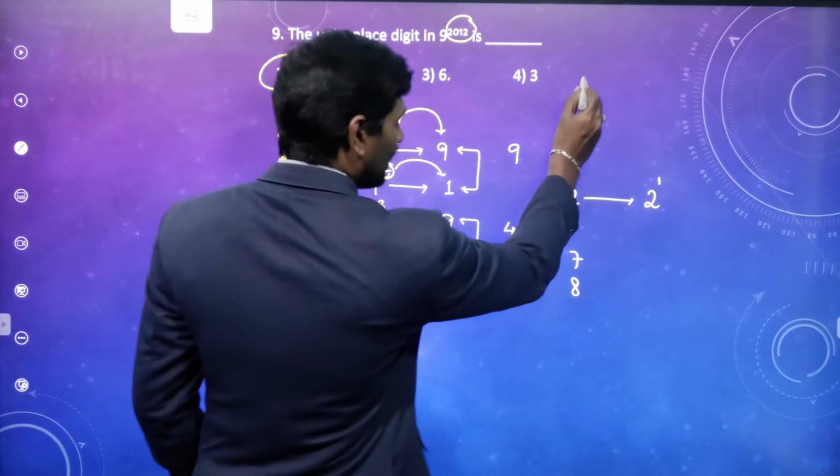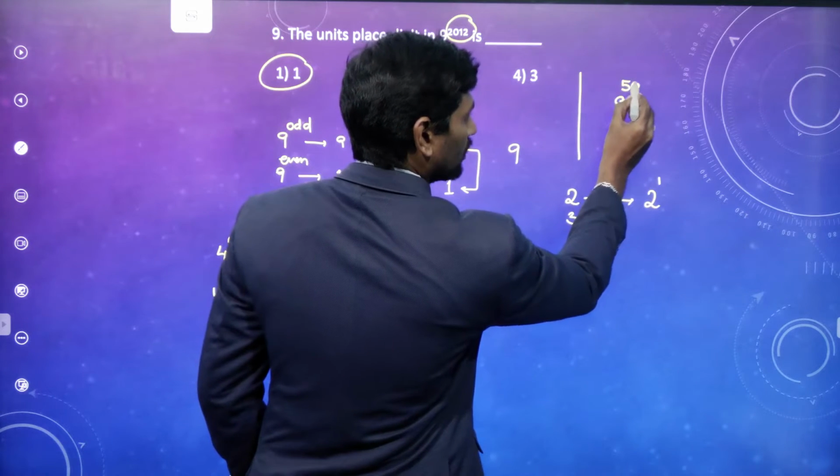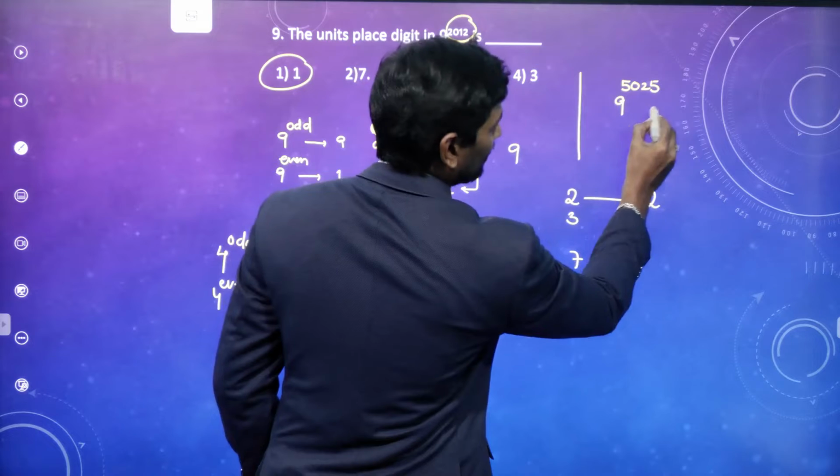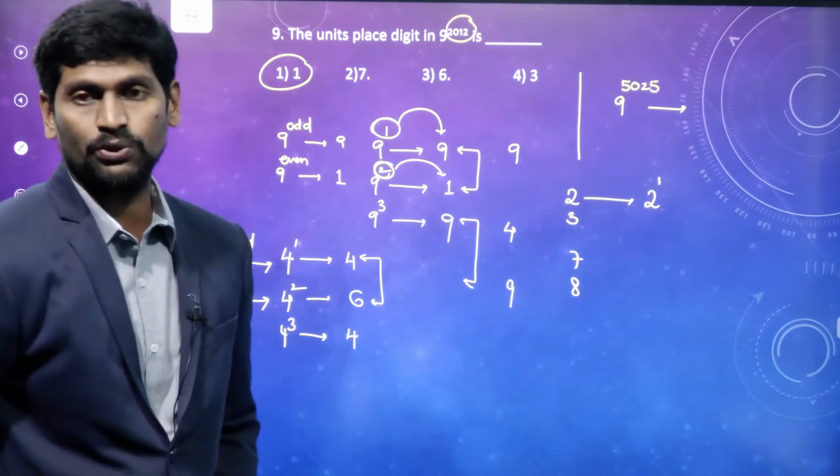Now can you guess the answer for this? 9 power 5025. What is the answer? That means what is the unit digit of 9 power 5025?